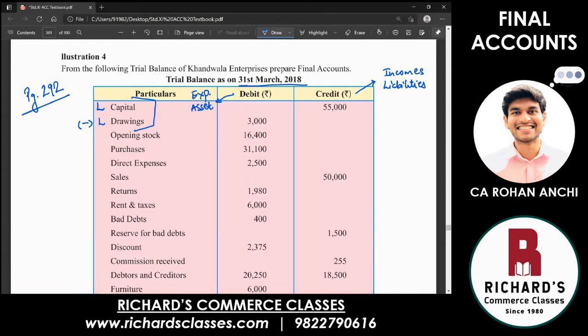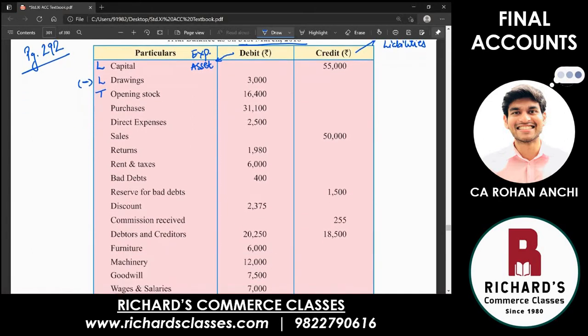But if you see, drawings is debit and liabilities is credit, so they cannot have the same sign. Drawings has to be deducted, so we will put a minus sign for drawings. Very good. Continue. The next item, opening stock. Trading account, first item on the trading debit side. Then continue. Purchases, trading account. Direct expenses.